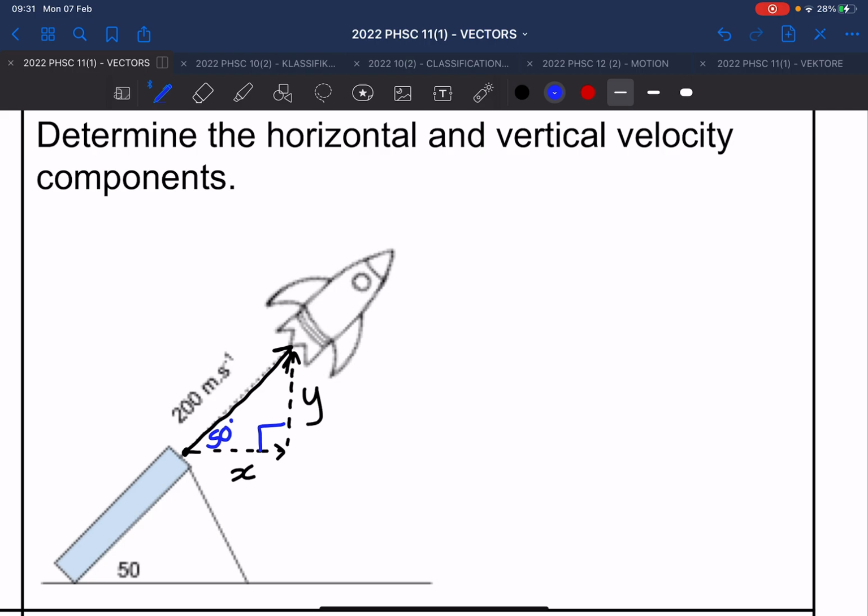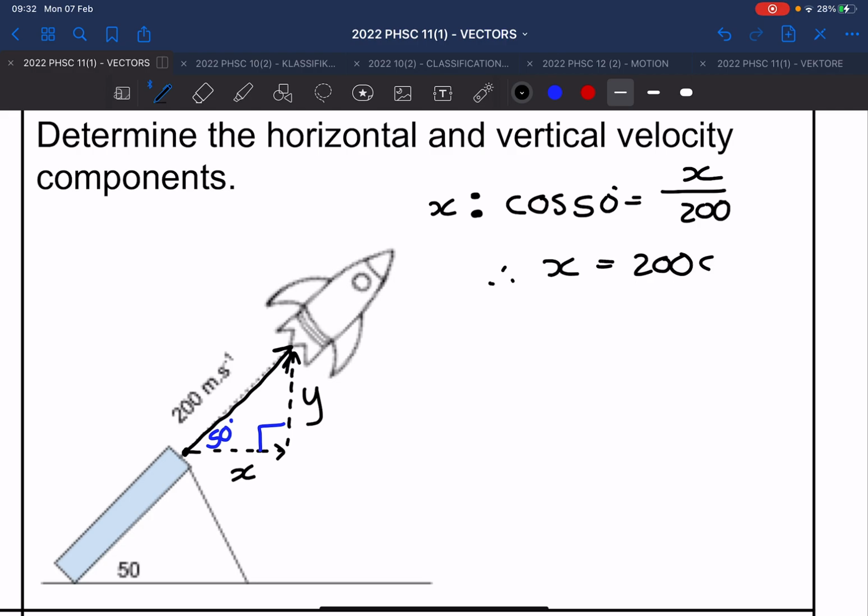Okay, which one do you want to calculate first? X or Y? Okay, so she wants to calculate x first. How will you calculate that? Sin, cos, or tan? Say again? Yes. So the cos of 50 is x over 200. If you rearrange that, x is 200 cos of 50.